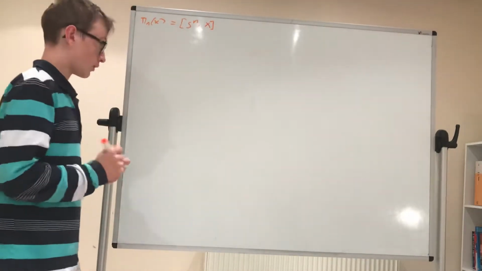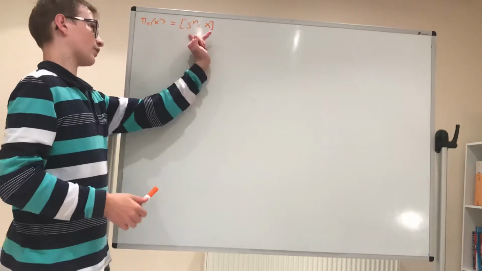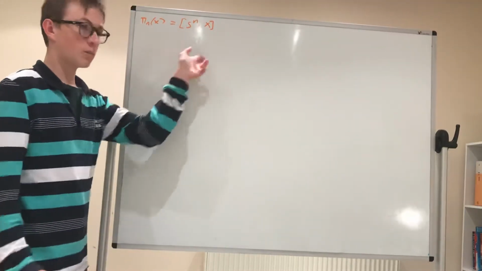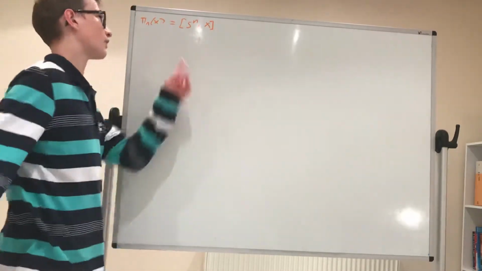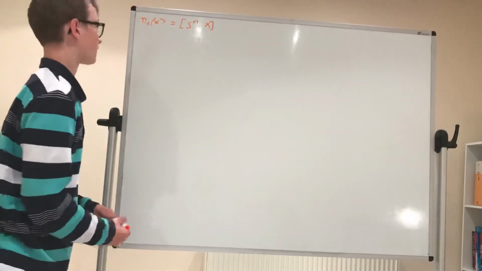For example, for pi 0, remember it's based maps. So it takes one of the points in the 0 sphere to the base point in x, and then the other point to x. So it's the set of path components, right?